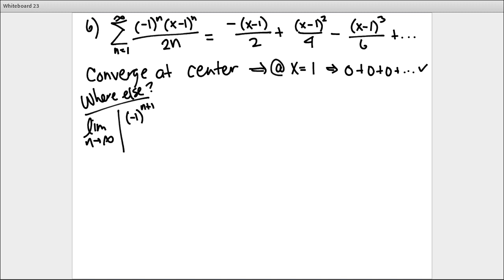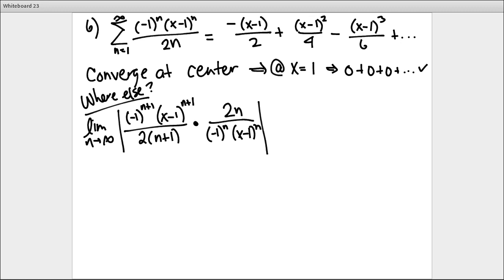So when you plug in the n plus 1th term, technically it's (-1) to the n plus 1, (x minus 1) to the n plus 1, all over 2 times (n plus 1). So I'm plugging in an n plus 1 into every n. When you divide by the nth term, that's the same as multiplying by the reciprocal. So I'll multiply by the reciprocal of my nth term, which is 2n over (-1) to the nth power times (x minus 1) to the nth power. All right, we're taking absolute value, so these -1s just don't even matter.